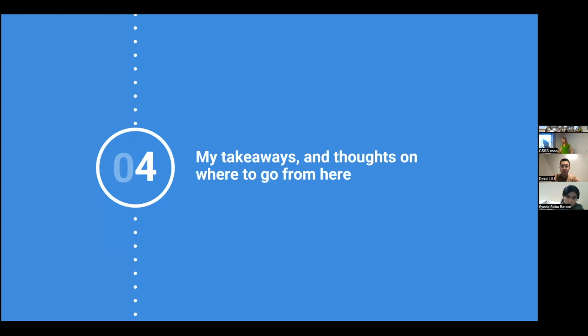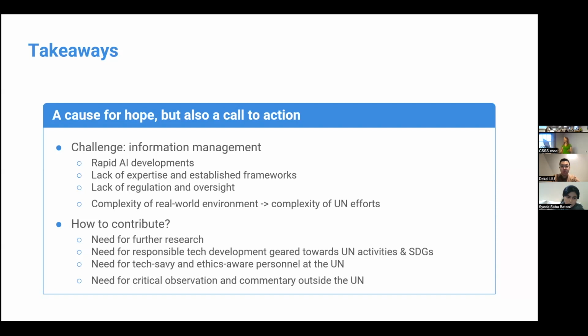Last point, my main takeaway is that, at least for me, this investigation was a cause for hope, in the sense that across the UN, there are lots of teams and groups that are looking into the issue of AI and its implications. They seem quite earnest and engaged in what they're doing. They don't seem clueless.